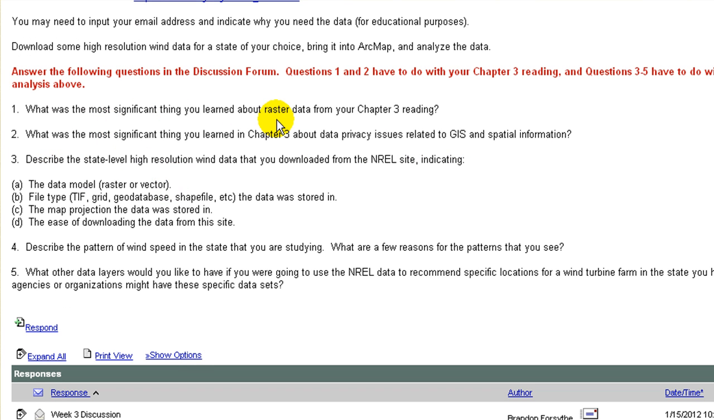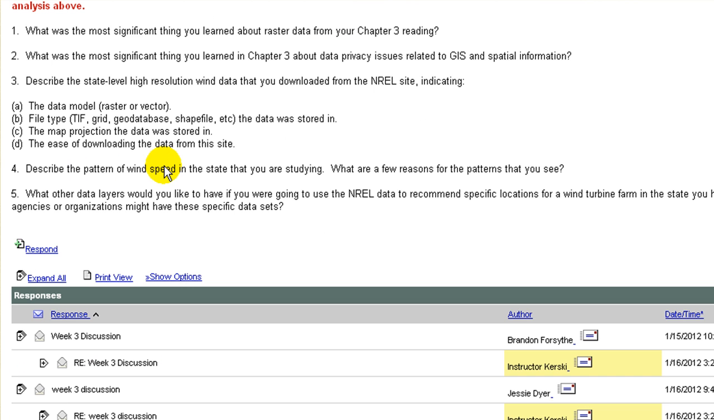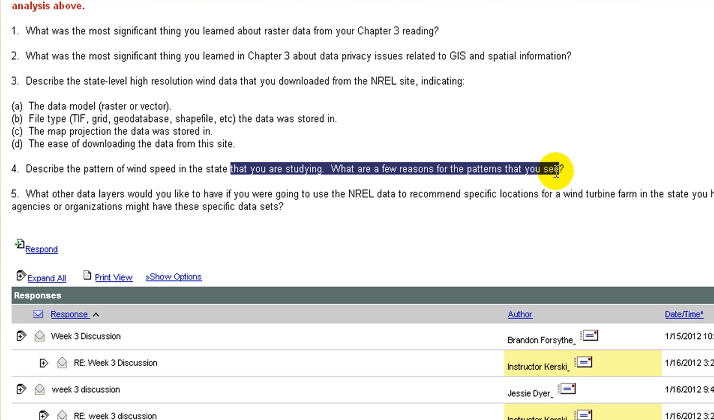What was the most significant thing you learned about raster data from your Chapter 3 reading? What was the most significant thing you learned in Chapter 3 about data privacy issues related to GIS and spatial information? Number 3. Describe the state-level, high-resolution wind data that you downloaded from the NREL site, indicating the data model, raster or vector, file type, TIFF, grid, geodatabase, shapefile, etc. that the data was stored in, the map projection the data was stored in, the ease of downloading the data from this site, and more importantly, describe the pattern of wind speed in the state that you are studying. What are a few reasons for the patterns that you see?